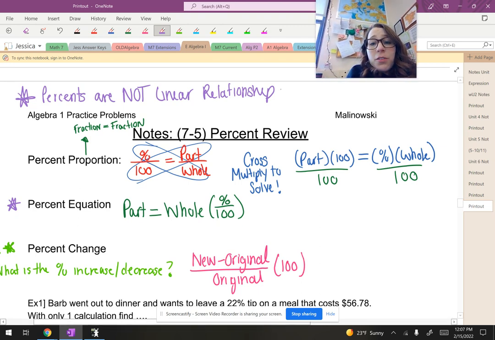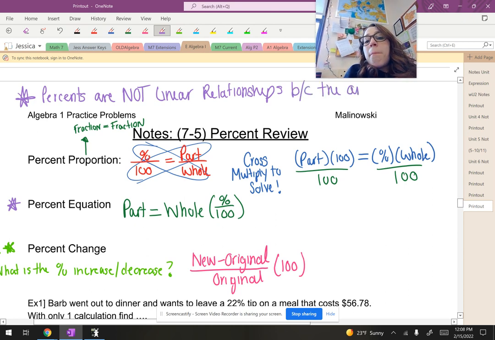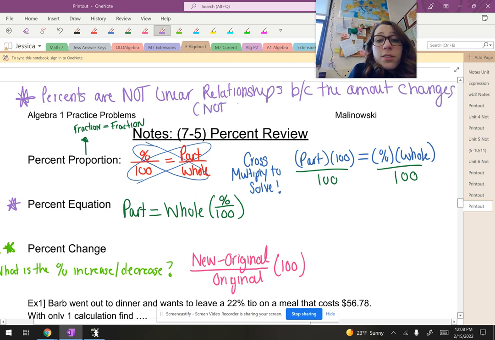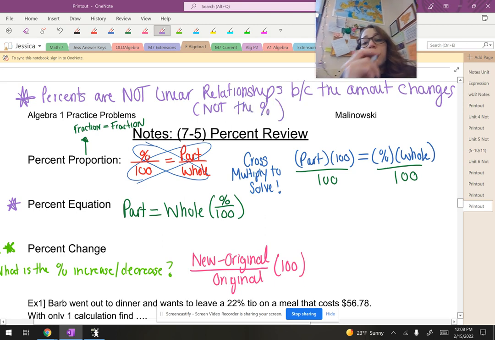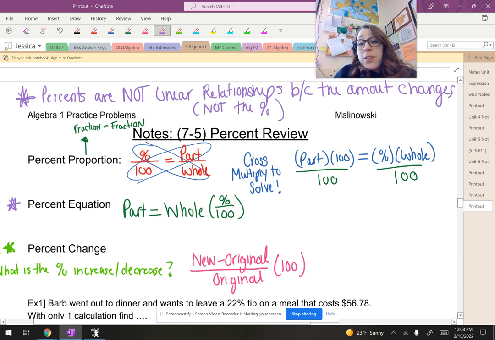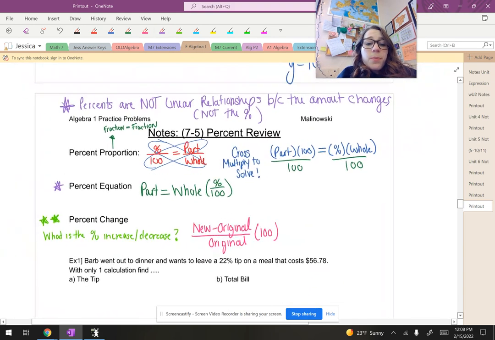Percents are not linear relationships because the amount changes. Not the percent, just the amount that you're taking the percent of changes.